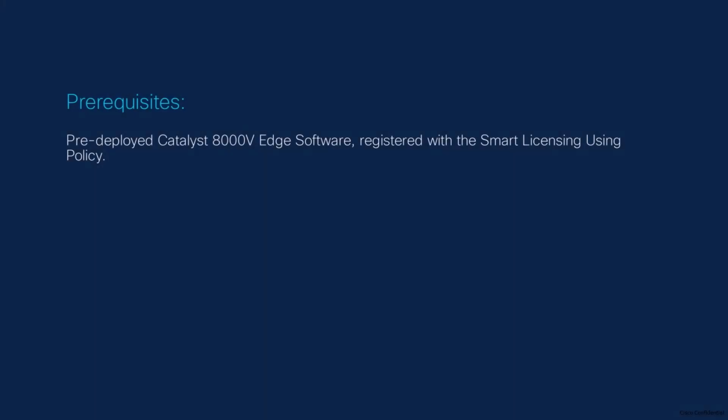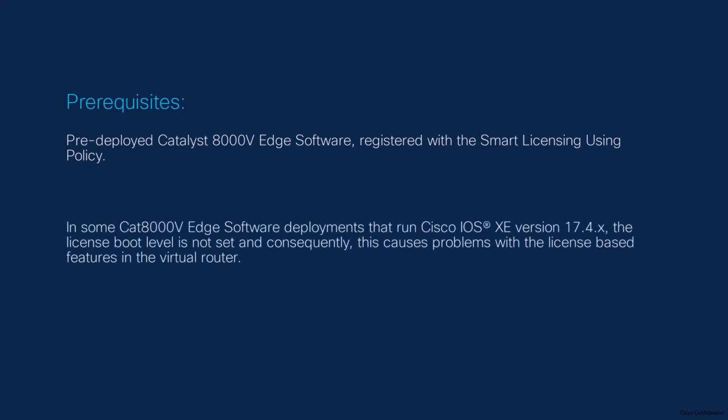In some Catalyst 8000V Edge software deployments that run Cisco IOS XE version 17.4.x, the license boot level is not set, and consequently, this causes problems with the license-based features in the virtual router.